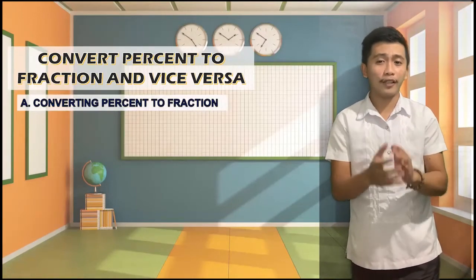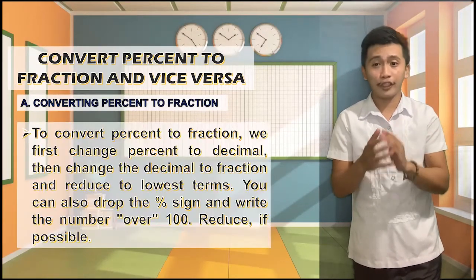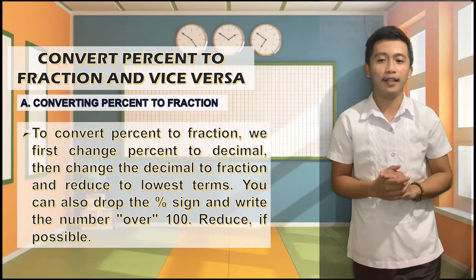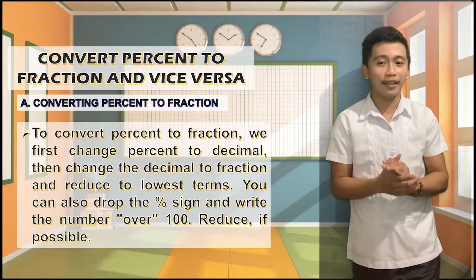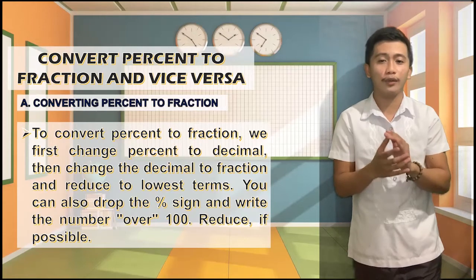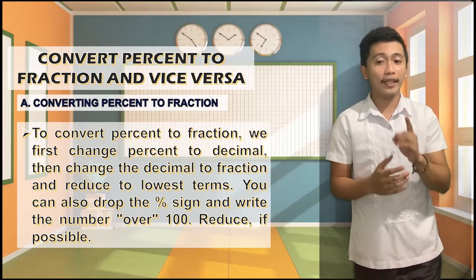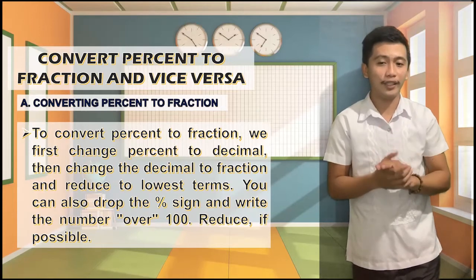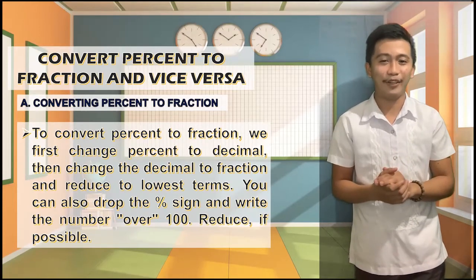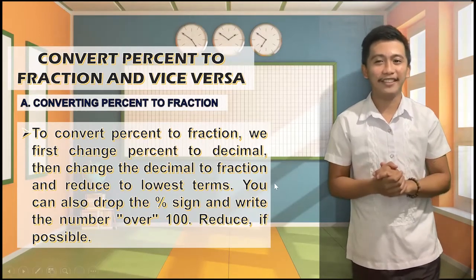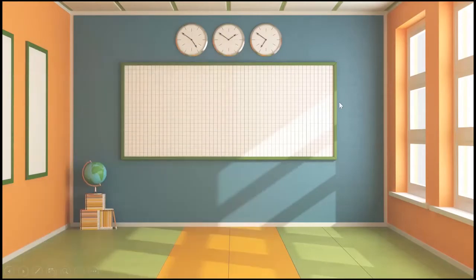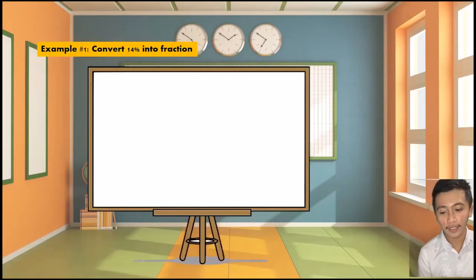So to convert percent to fraction, we first change percent to decimal. Then change the decimal to fraction and reduce to lowest terms. You can also drop the percent sign and write the number over 100. Reduce if possible. So let's have an example. Convert 14% into fraction. Here we will apply the process in the first topic and in the second topic.